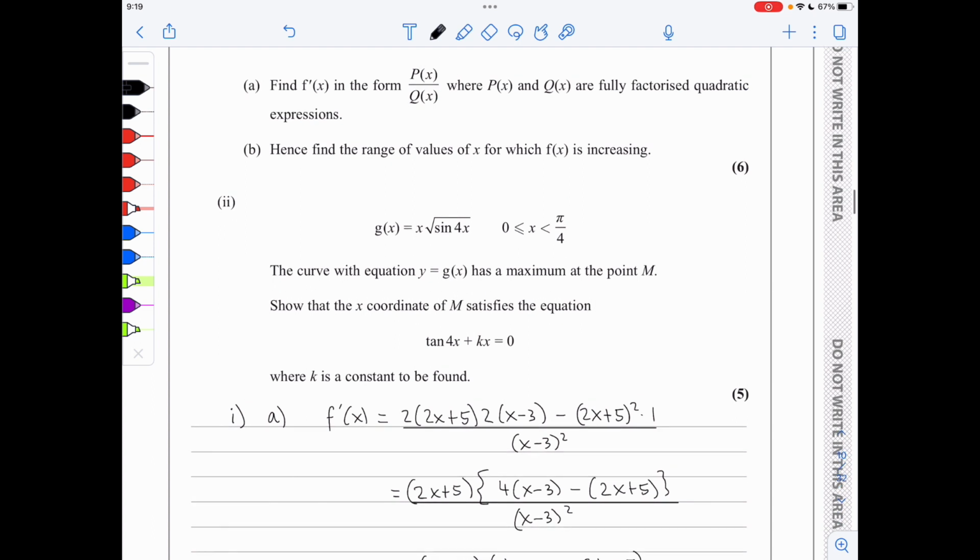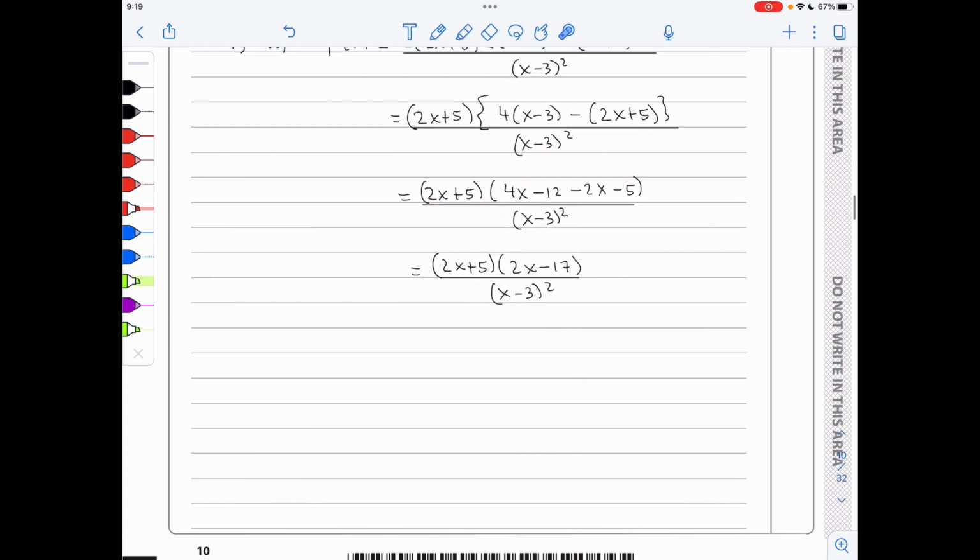And then in part B, find the range of values for which f of x is increasing. We know that if we've got an increasing function, this means that the derivative is greater than or equal to 0. So increasing means that f dash of x is greater than or equal to 0. So we can see from the expression we've got here that the denominator can never be negative. So for the numerator to be positive, I start by identifying the critical values, those values that make the numerator 0, which are obviously the minus 5 over 2 and the 17 over 2.